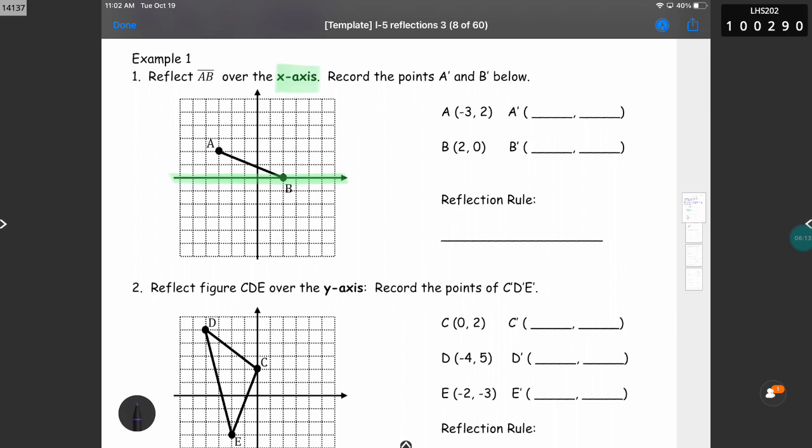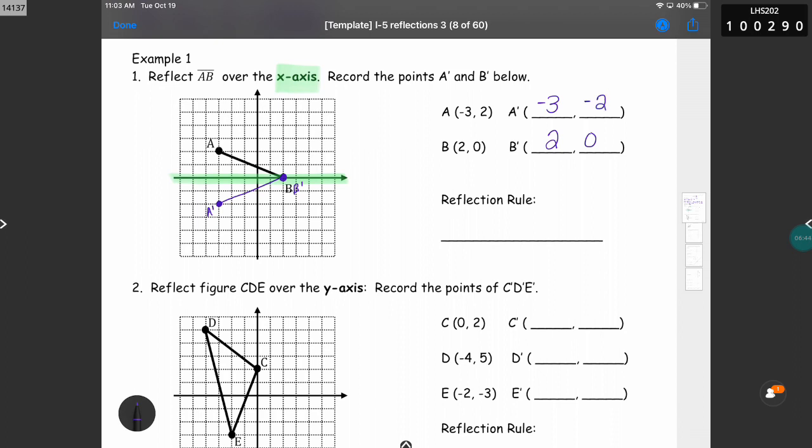On your own sheet of paper, yes. You're going to pick it up, mark that point at -3, -2. That would be your A prime. Your B prime, we said stayed the what? Same. So this would be 2, 0 for B prime. A prime we said was -3, -2.